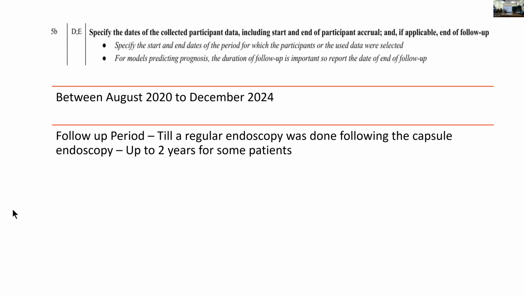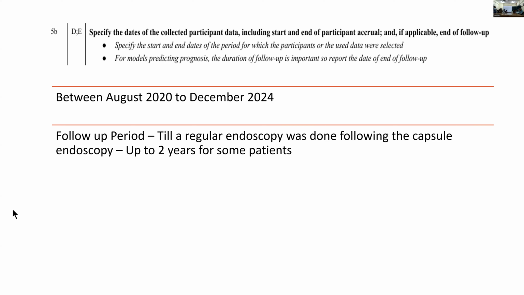The protocol is that these patients have a capsule endoscopy done, then they are scheduled for a formal endoscopy. So these patients are followed up till the formal endoscopy is done. That formal endoscopy time depends on the waiting lists and the patient's physician. So some patients actually had a waiting period of up to 2 years till they got a formal endoscopy to confirm the results of the capsule endoscopy. So that was a limitation of the study.